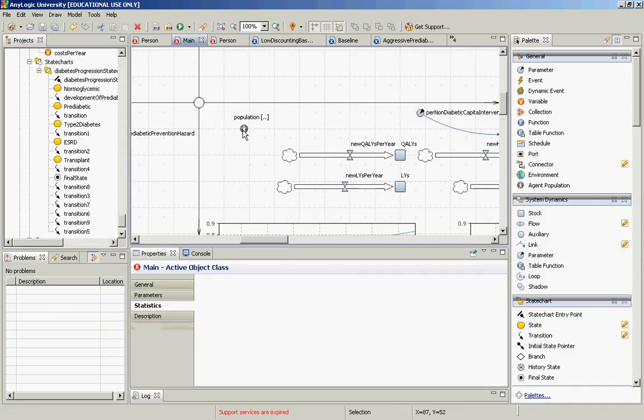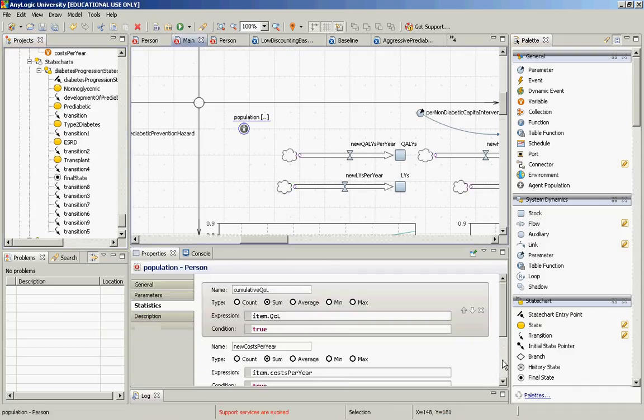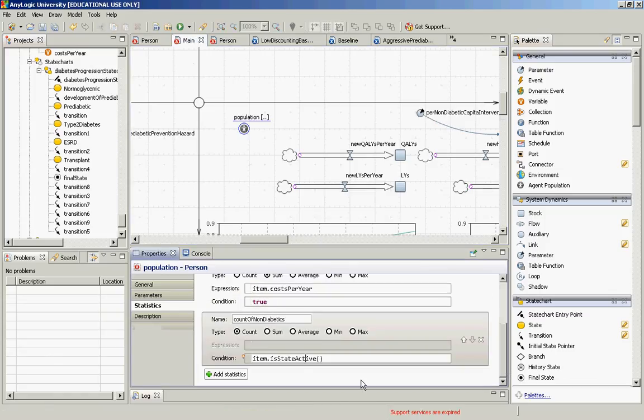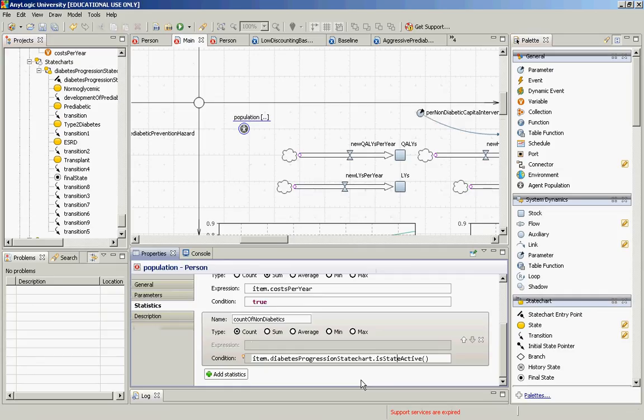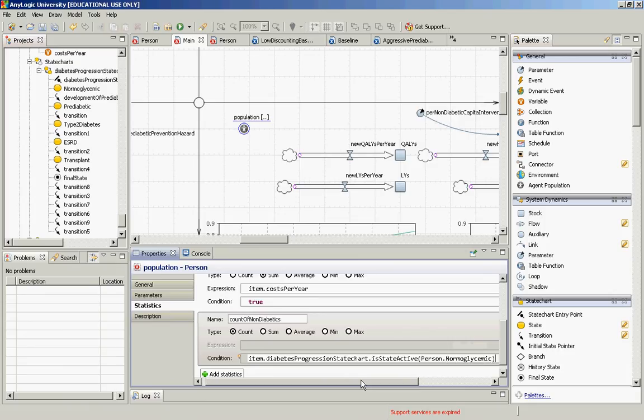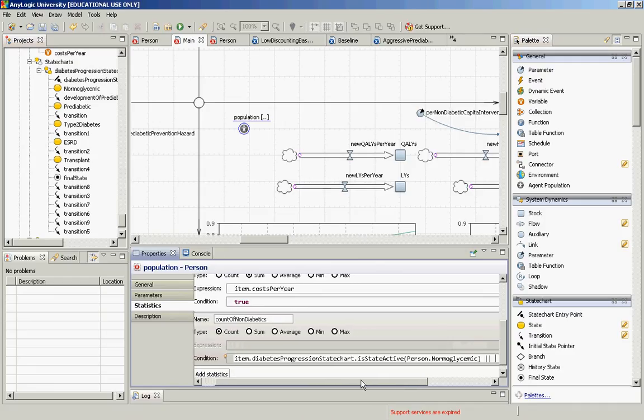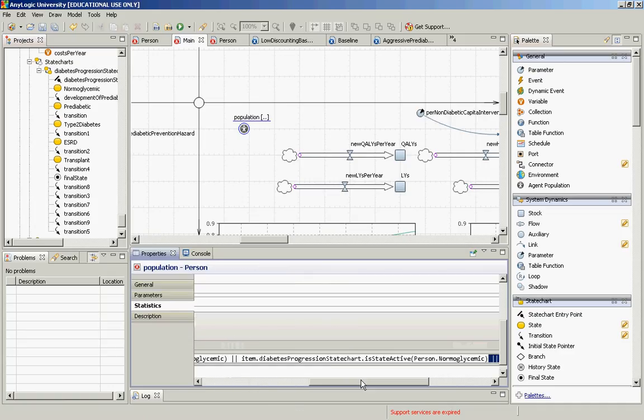Okay, I apologize, I'm going back and forth there. Is state active, so we want to ask for that population member, their diabetes progression state chart. We want to ask, is the state active? And what state do we want to ask about? Well, it's a state with respect to person of being normoglycemic. So we'll count a person if they're normoglycemic, or we'll count a person if they are pre-diabetic.